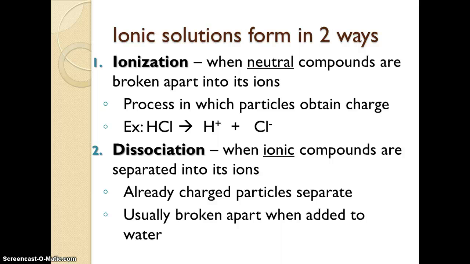Usually we're going to break these apart when we add them to water. And the most common one, the one you've seen in class, is salt. So sodium chloride is an ion. So we have the metal with a nonmetal, that makes it ionic. So we already have a positive Na, even though it's over here joined together. Ionic means it still has a charge. So all we're doing is breaking apart our positive sodium and our negative chlorine.